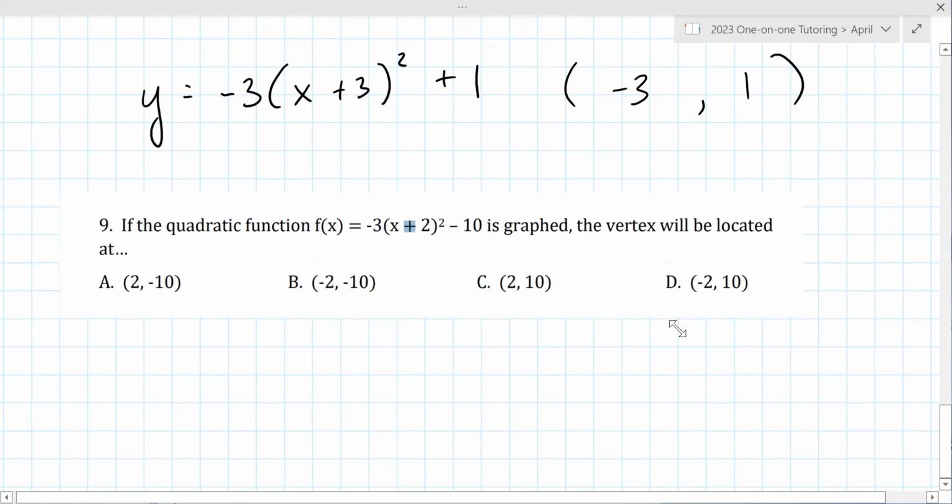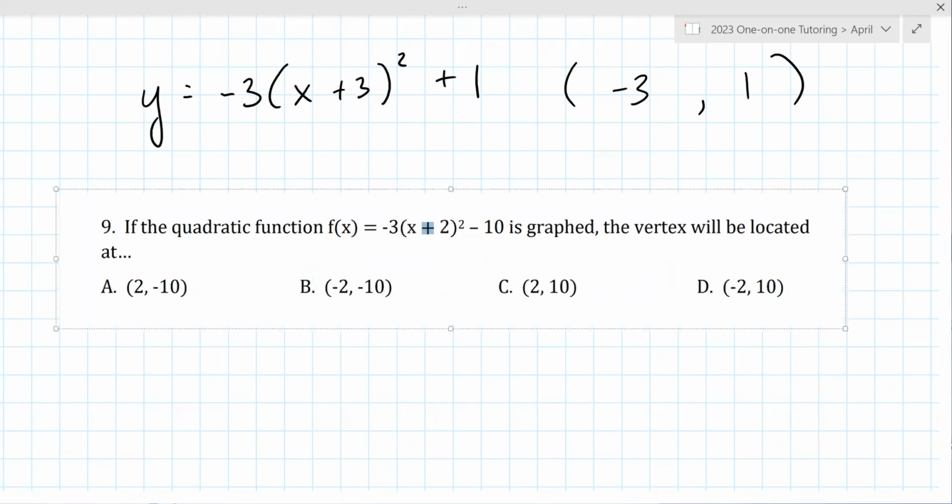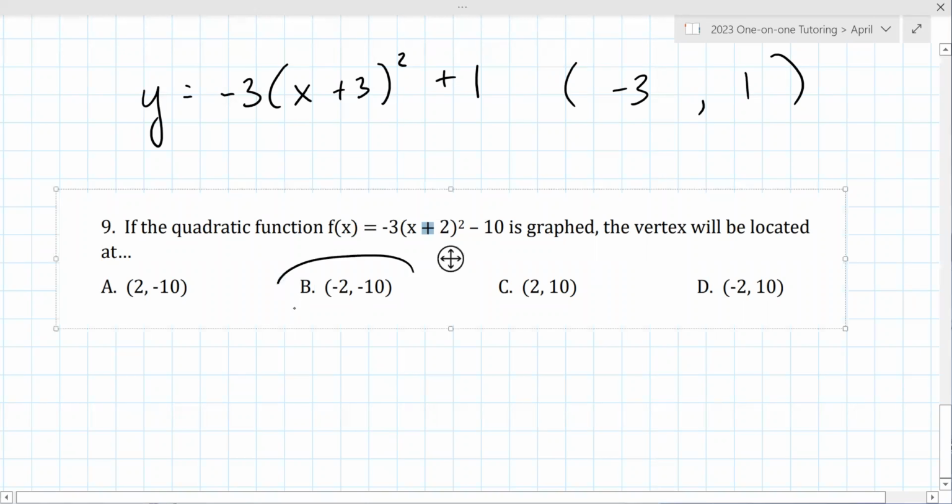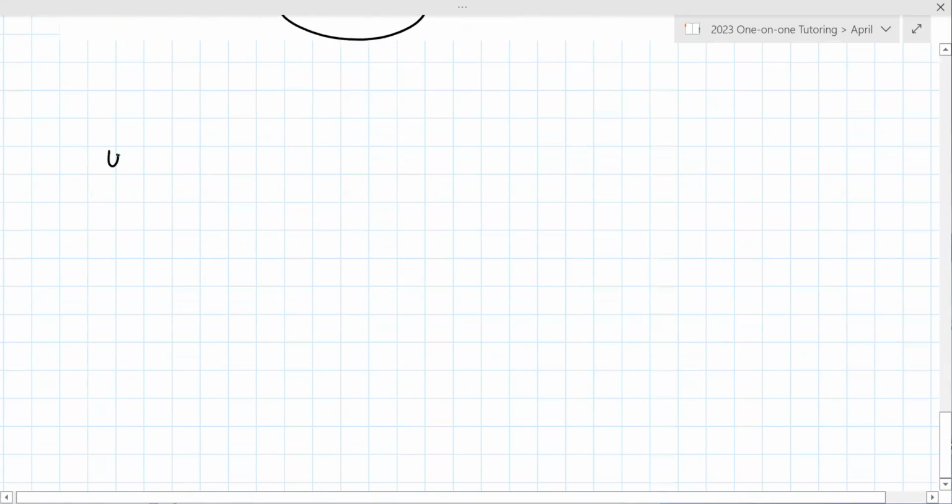All right, so take a look at this. Give me your final answer, please. All right. -2, -10. So which answer would you select? A, B, C, or D? Oh, B. Very good. Now, the other way to find the vertex is to use formulas.